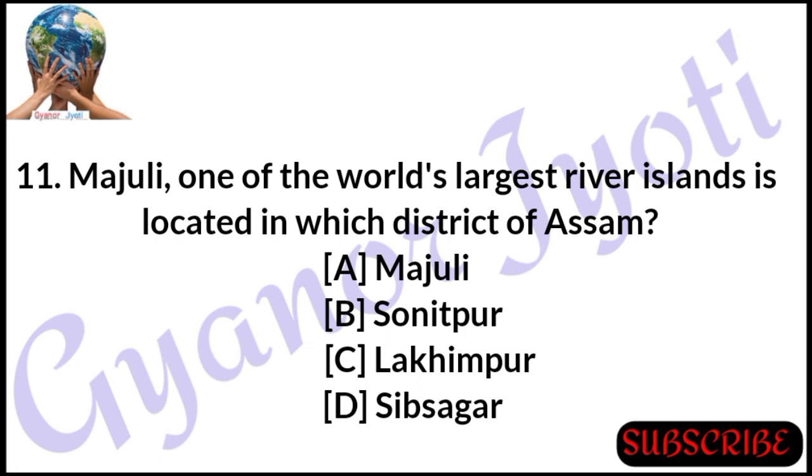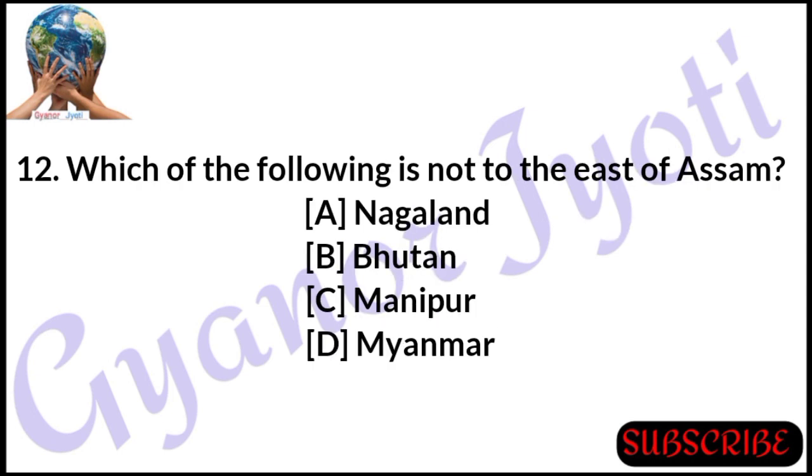Correct option is A Majuli. One of the world's largest river islands, Majuli, is located in Majuli district of Assam. Option A is correct. Next, which of the following is not to the east of Assam?